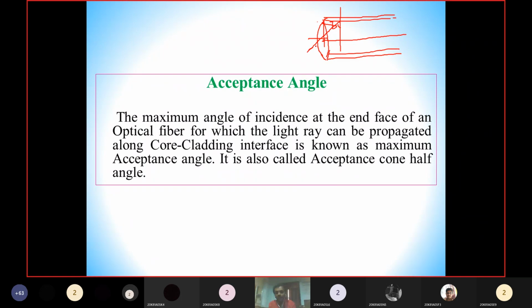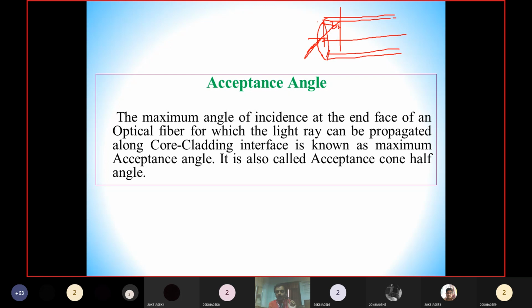So the angles are different. In air this angle is different, and it bends here, so the angle changes. So in which angle do we have to apply the condition? We have to apply it in air. The critical angle is inside, at the core-cladding interface.